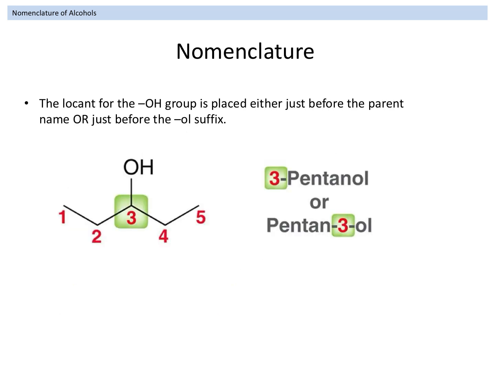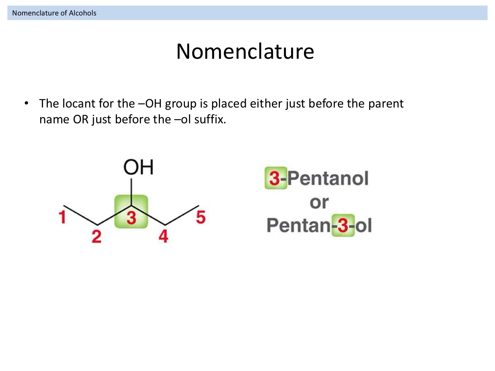When naming alcohols, one important aspect to consider is the placement of the locant for the hydroxyl group. The locant indicates the position of the hydroxyl group on the carbon chain, and can be placed in 2 acceptable positions within the name of the compound. This flexibility ensures that the structure of the compound is clearly communicated.